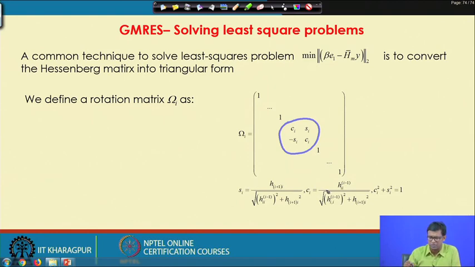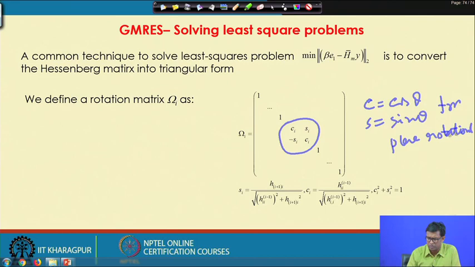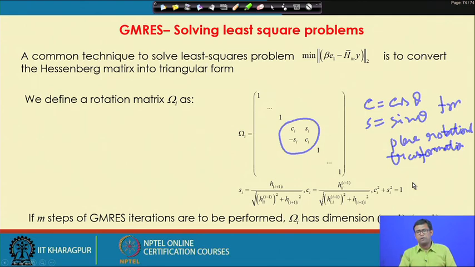C is equal to cos theta and S is equal to sin theta for the plane rotational transformation, and therefore, C square plus S square is equal to 1. So, if m steps are performed, then H bar m has m plus 1 into m dimension, and omega m I will also have m plus 1 into m plus 1 dimension. So, how does it work?